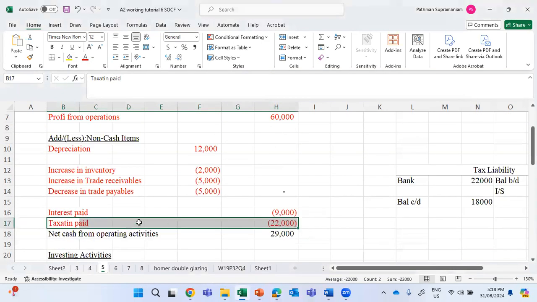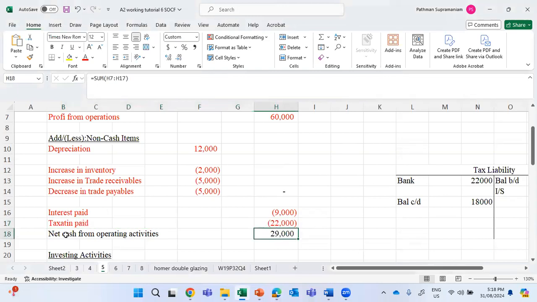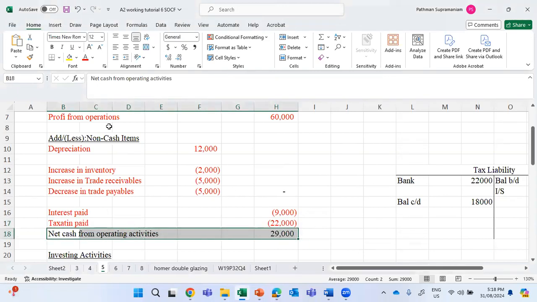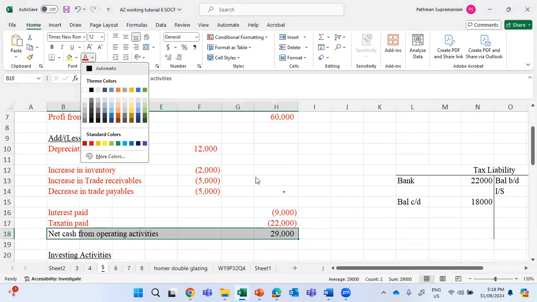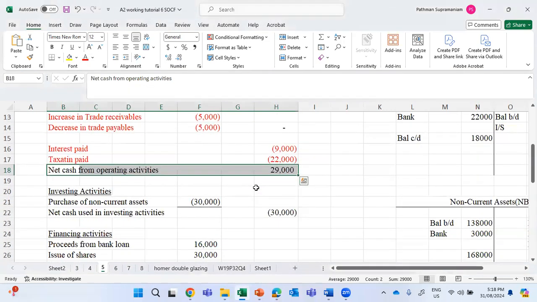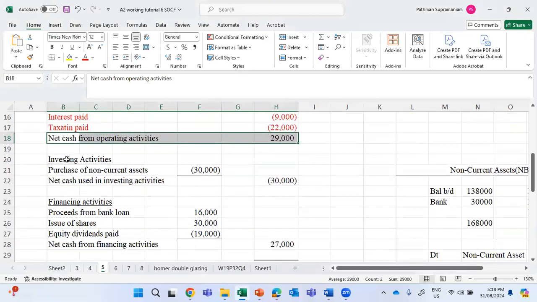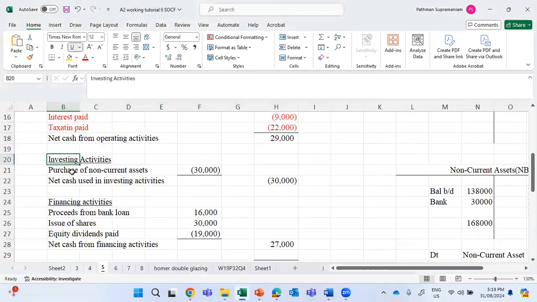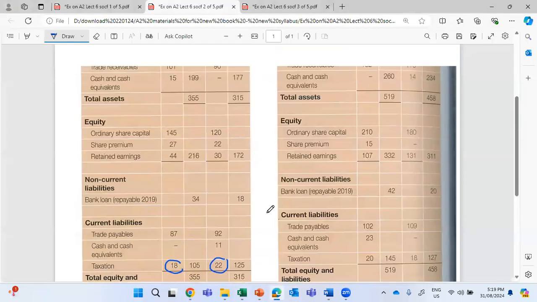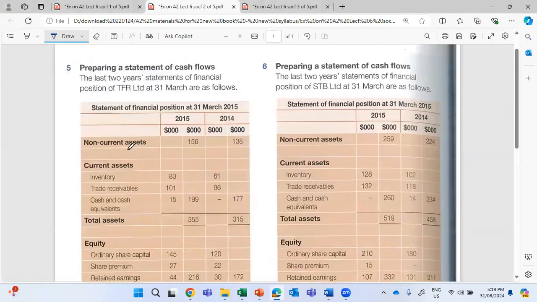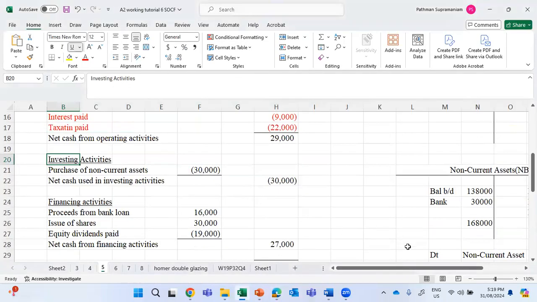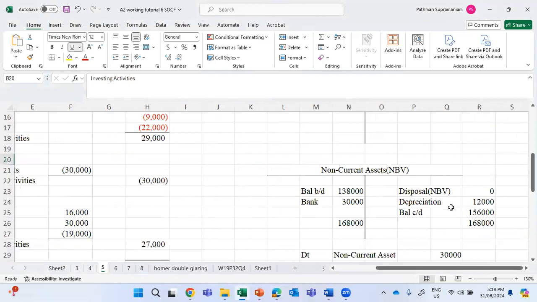Okay, so summing everything up, since this figure is positive, we get net cash from operating activity. Then we have the investing activity. Investing activity is where we analyze the non-current assets. Let's go back to the question. We have non-current assets here, but they are shown at carrying value, right? So we need to find out, did we buy or sell?